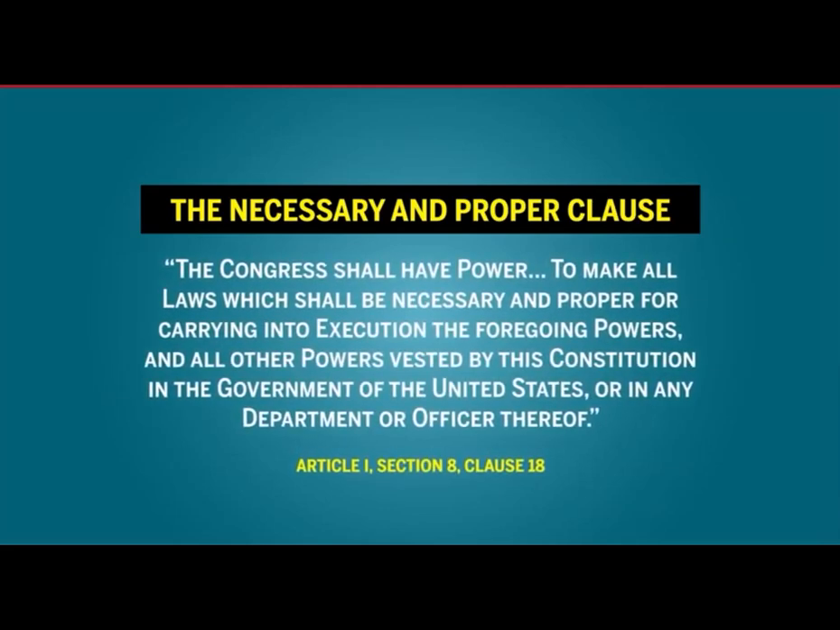The Necessary and Proper Clause states that the Congress shall have power to make all laws which shall be necessary and proper for carrying into execution the foregoing powers, and all other powers vested by this Constitution in the government of the United States or in any department or officer thereof.